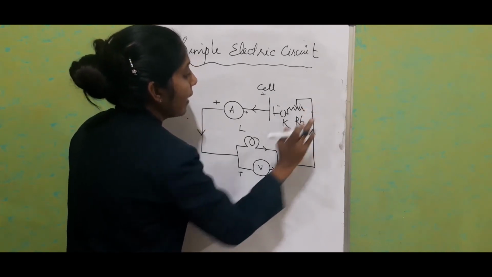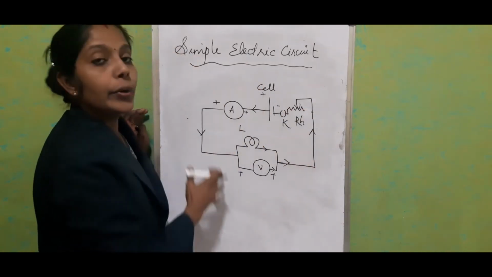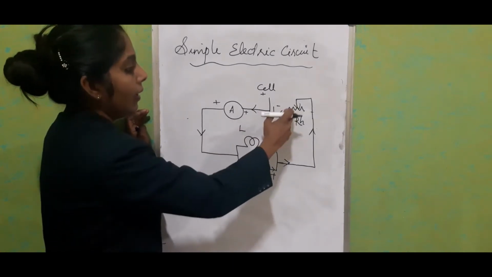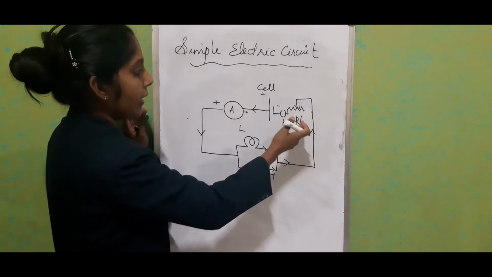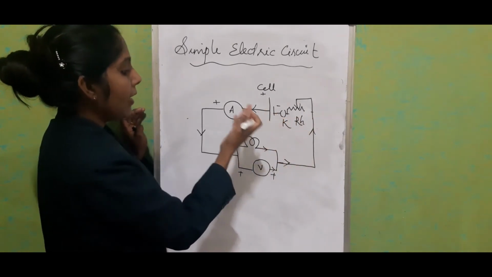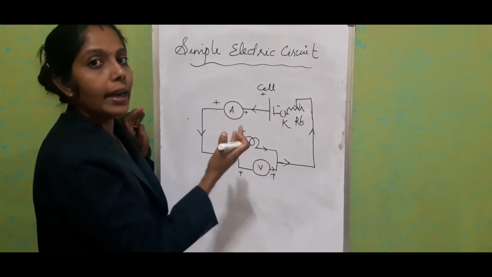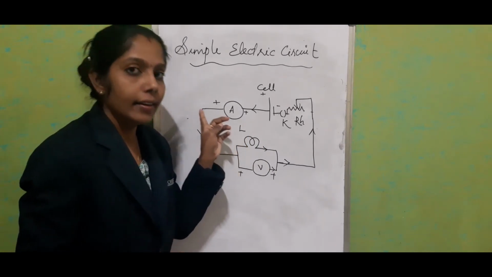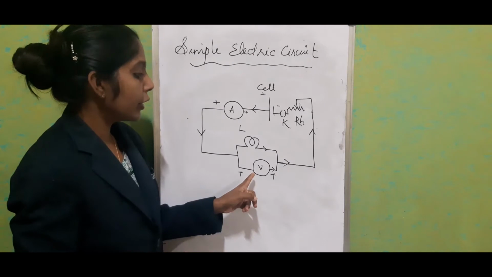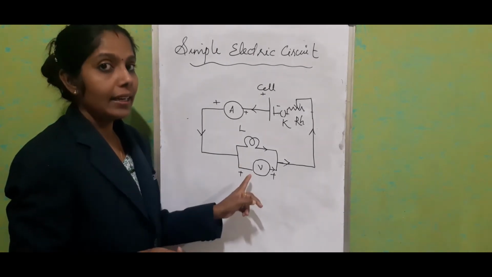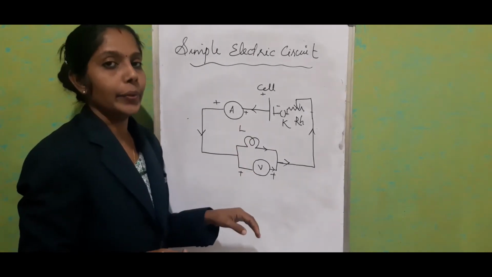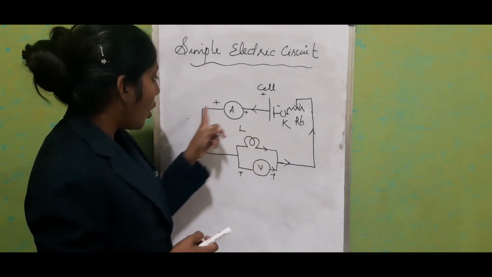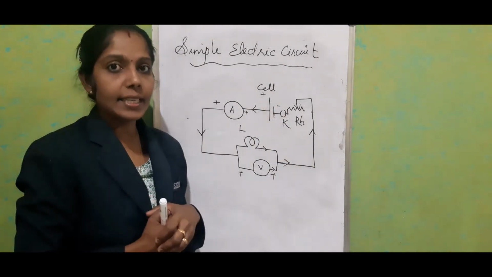So this is the way we can draw the electric circuit or circuit diagram if the components are rheostat, key, cell, ammeter, voltmeter and load. Keep in mind that the ammeter should be connected in series and the voltmeter should be connected in parallel to the circuit. Circuit means the path along which the current is passing.